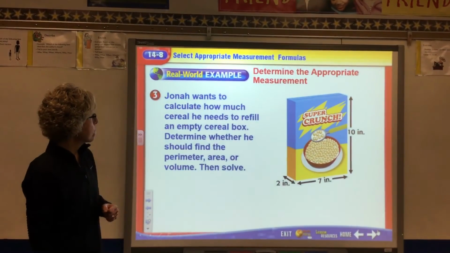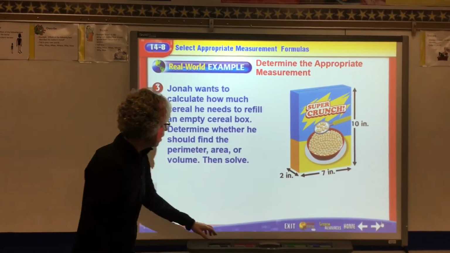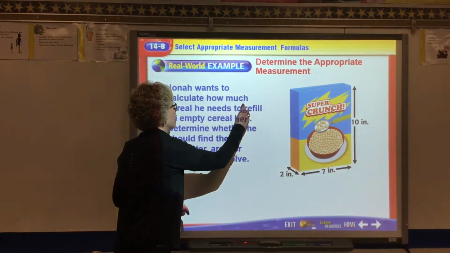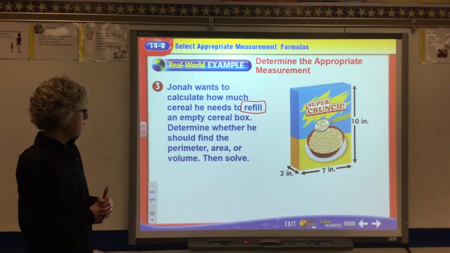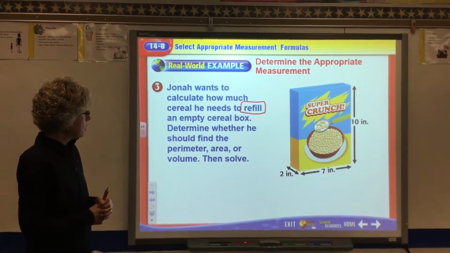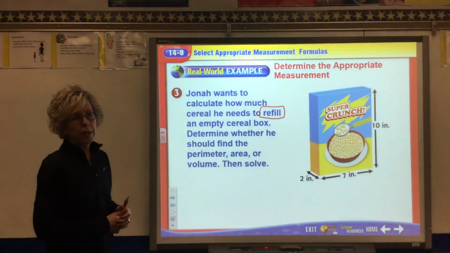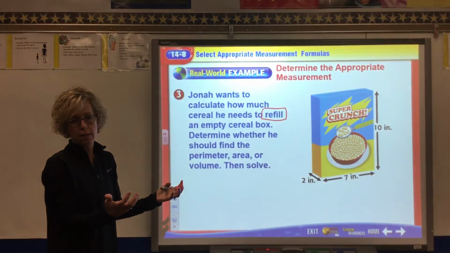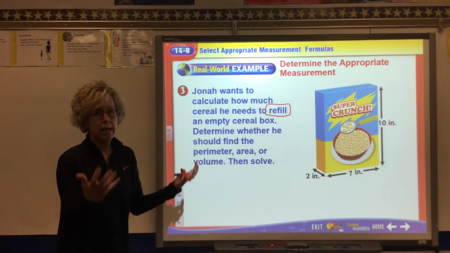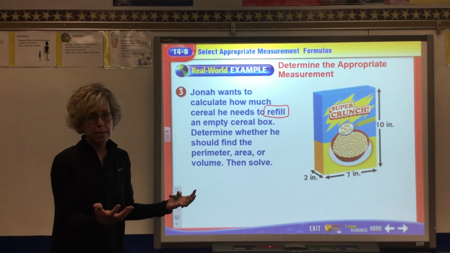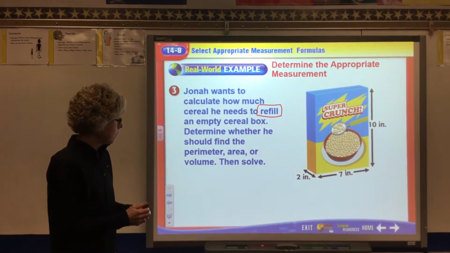Another example, we have Jonah who wants to calculate how much cereal he needs to, look at this, when we're reading carefully, refill an empty cereal box. Determine whether he should find the perimeter, area, or volume, and then solve. Now we are refilling something, like we refill a fish tank, or we refill our sandbox with sand. When we're refilling something, what do we find? We find volume. Volume, right?